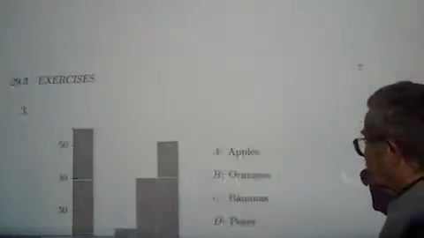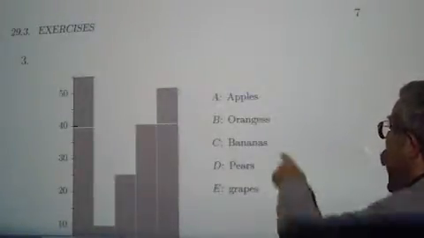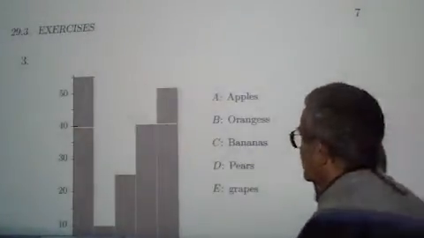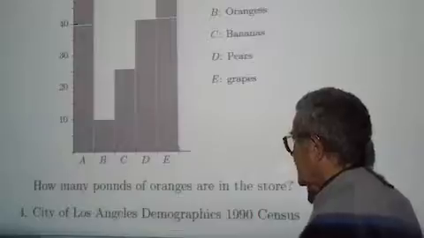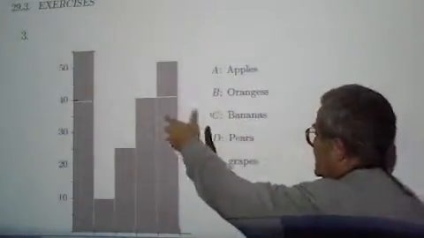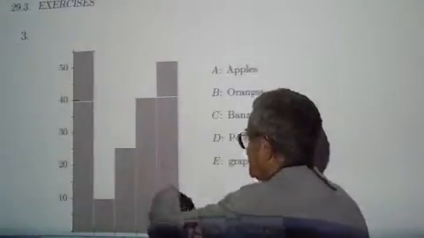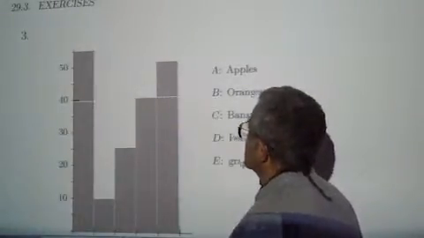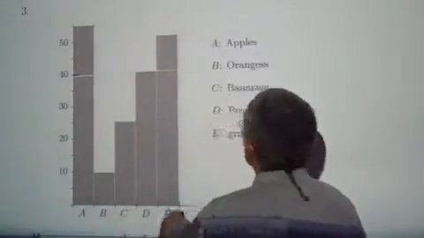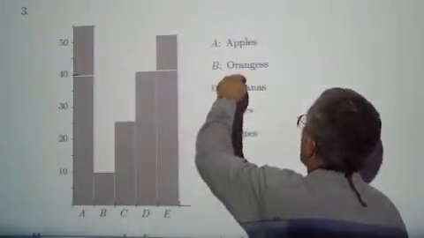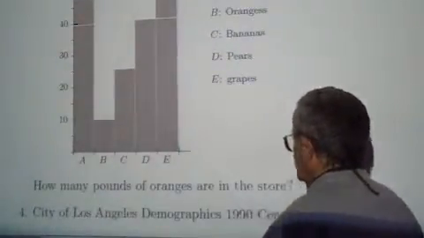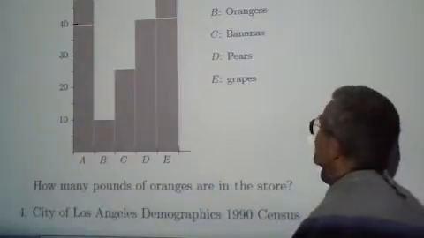And then you have apples, oranges, bananas, pears, and grapes. And how many of these do you have? How many pounds of oranges do you have? I kept the chart the same, the bar graphs the same. I just changed the names. Instead of apples, I have apples and oranges, bananas, pears, and grapes. So how many oranges were there in the store?